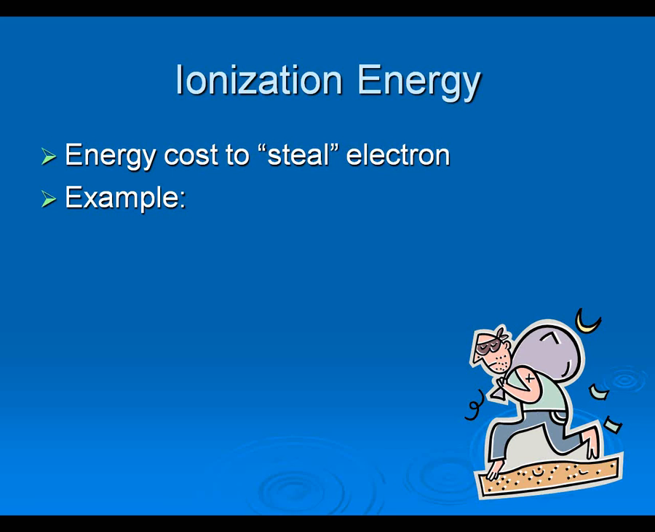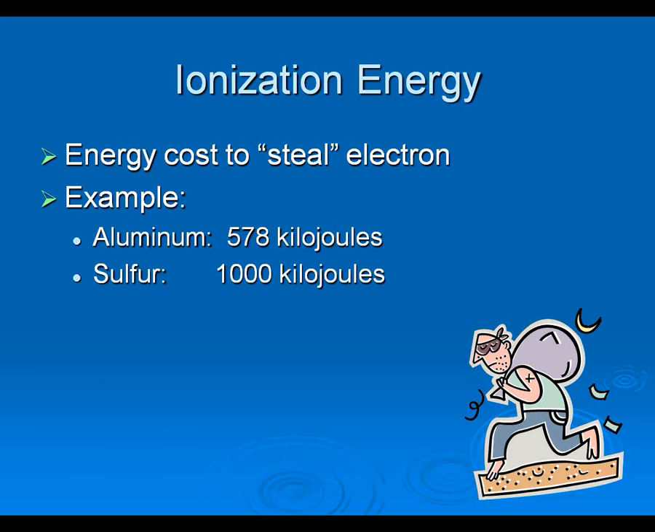Here are the ionization energies of 2 elements, aluminum and sulfur. The unit of energy is joules, and because these numbers are so large, they're expressed as kilojoules. Aluminum is 578 and sulfur is 1,000. So what that means is, because sulfur has a higher value here, it's harder to remove an electron from sulfur than it is from aluminum. This property will be discussed in lab, but this just acts as an introduction.